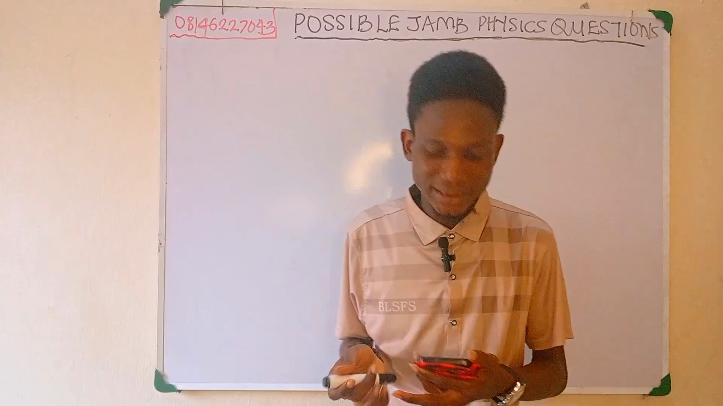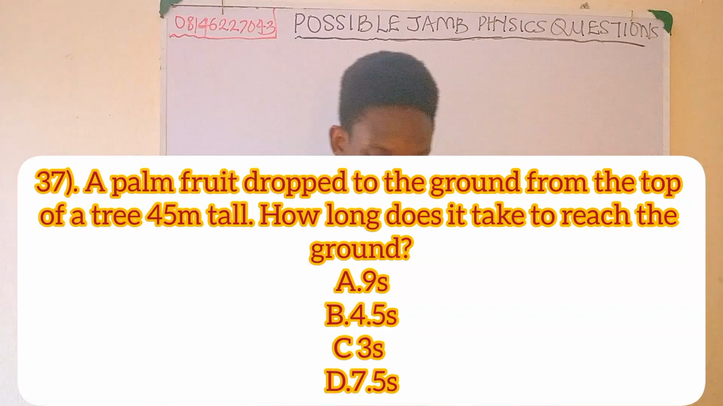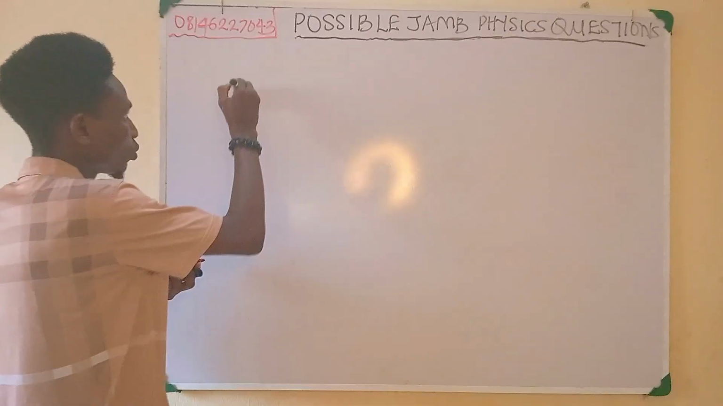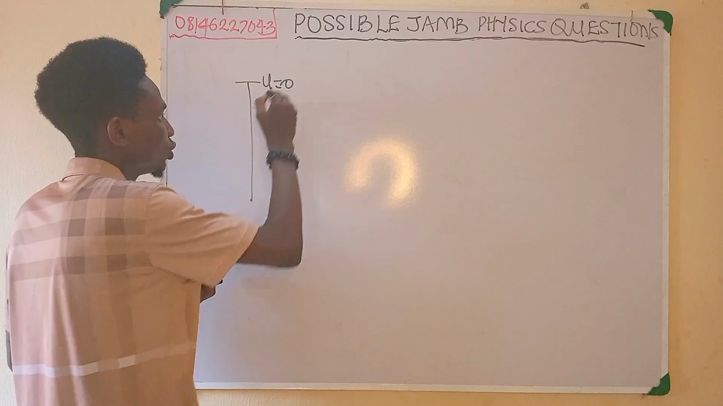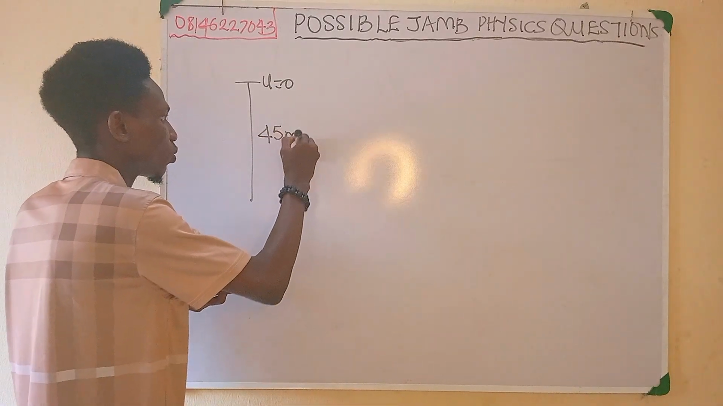Now number 37 quickly. Say a palmful is dropped to the ground from the top of a tree 45 meters tall. How long does it take to reach the ground? Now it drops to the ground, so it means at this point u equals 0. It dropped to the ground from a tree that is 45 meters tall.